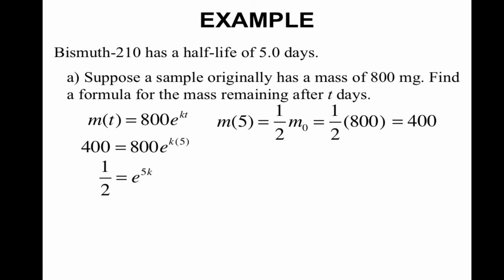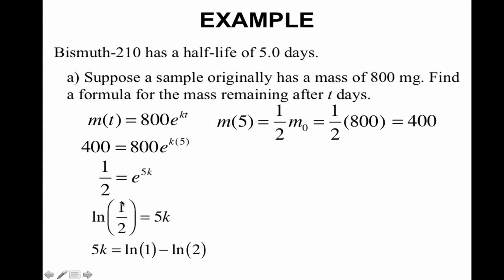Solve for k, so divide by 800. Natural log both sides. And using log properties, I can take the natural log of 1 minus the natural log of 2. Well, the natural log of 1 is 0. So now I have that 5k equals negative natural log of 2. So that means k equals negative 1/5 times the natural log of 2.